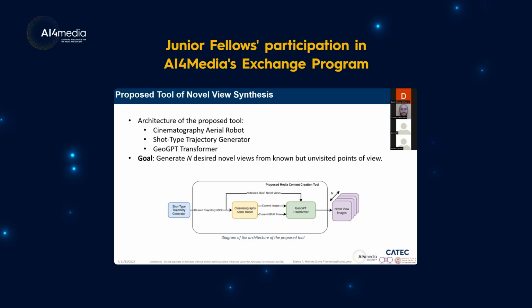And the last part of this tool is the GeoGPT transformer. That basically is the module where the images are generated, and the applicability or the goal of this tool is to generate the fixed number of desired novel views from known but unvisited points of view, basically to extrapolate some images. I'm going to go deeper in each part of the proposed tool.